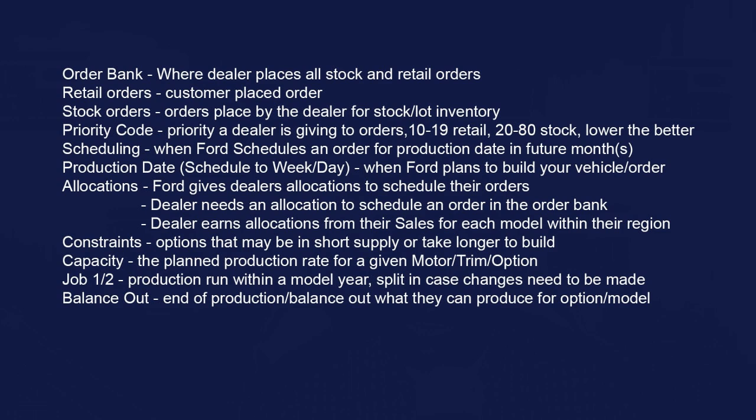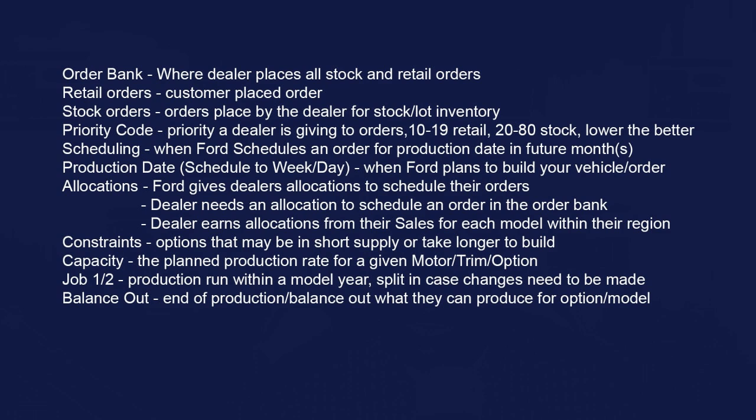Like right now, the Maverick isn't based 100% on sales of Mavericks, but also the sale of other vehicles in their mix. Constraints, we'll mention those. Those are options that are in short supply or may take longer to build. Capacity is what percentage of their production could be devoted to a certain motor, certain trim, maybe even a certain option, based on supply or based on how long it takes to build that.